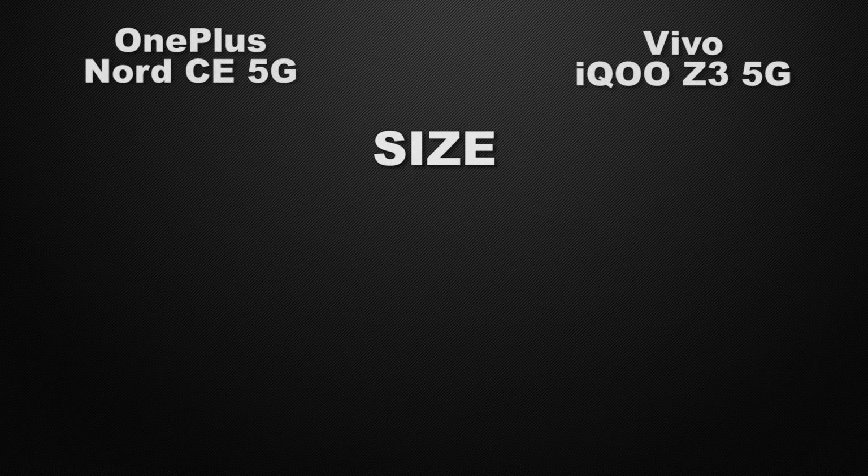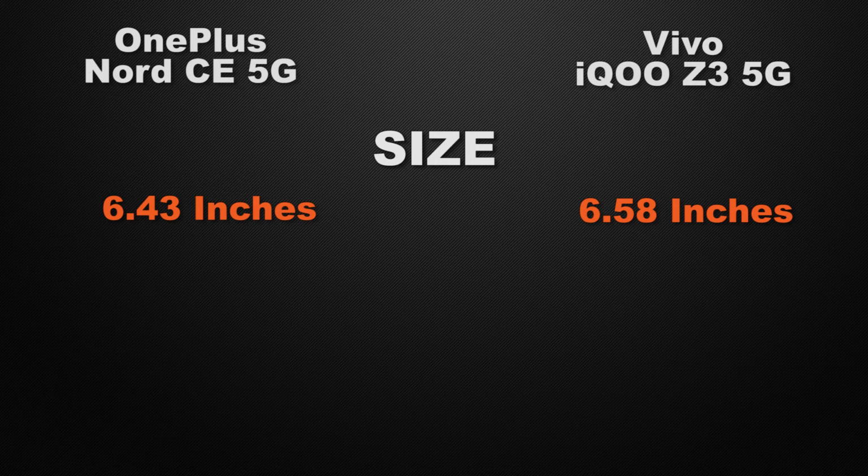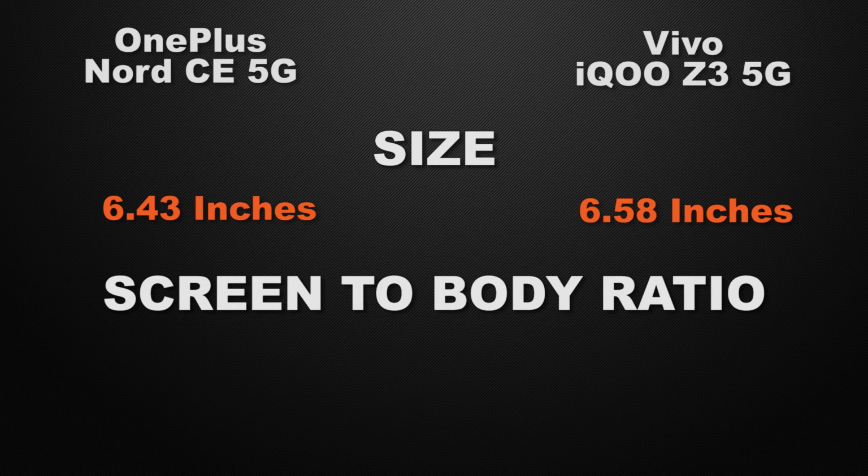Moving to the display features of the devices, let's start with the display size of the devices. Nord has 6.43 inches of display, whereas Z3 has 6.58 inches of display. So again the winner here is Z3 because it has a bigger screen size. And about the screen to body ratio of the devices, Nord has 84.9% whereas Z3 has 84.5%. So again it's a tie because both of the devices have approximately the same ratio.